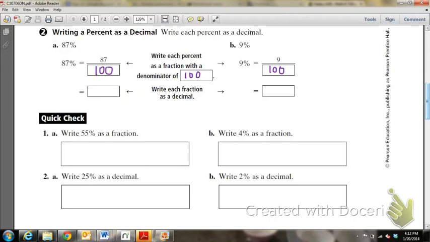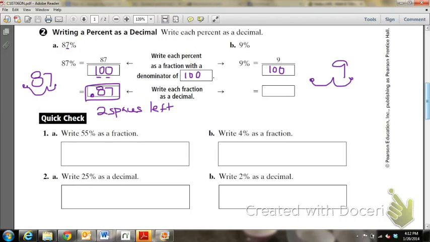But to take a percent and turn it into a decimal, you just take your decimal point, which if I'm looking at 87, here's my decimal point. You always want to go 2 spaces left. It's 2 spaces because 100 has 2 zeros. So 1, 2, so that would be 0.87. And that's the same as 87 hundredths, just a quicker way to get there. So 9%, here's 9, 1, 2 spaces to the left, I fill in with a 0. So it's 0.09.